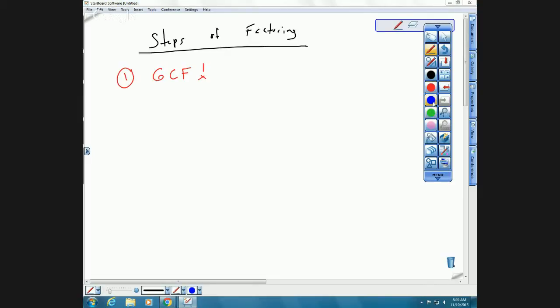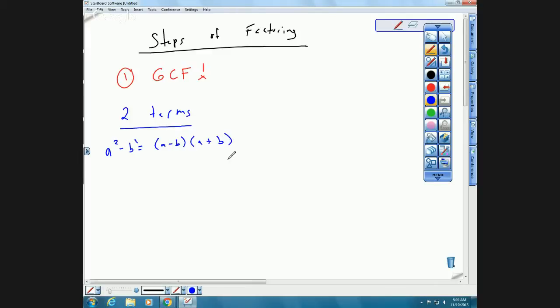Then you basically have two options from there. You could have two terms. You have three options from there. So two terms, which would be the ones we just talked about. You had a squared minus b squared would break down to a minus b and a plus b. So that's the difference of squares, the first thing we talked about. And then a cubed plus b cubed and a cubed minus b cubed.